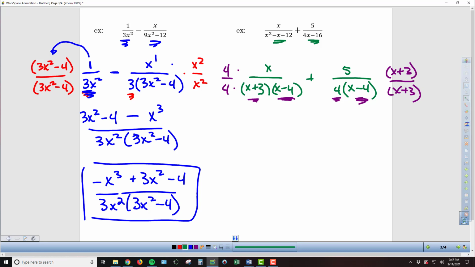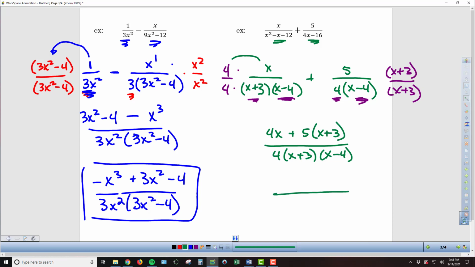So our denominator then ends up with 4 times x plus 3, and then x minus 4. And then in the numerator, we've got this 4 times x, which gives us 4x. And then plus, we've got 5 times x plus 3. So we have a little distributing and gathering like terms in the numerator, but the denominator is in a good place. So we've got 4 times x plus 3 times x minus 4. And then up top, we have that 4x out front, plus 5 times x is 5x, and then 5 times 3 is 15. So then our last step is to just gather the like terms up top.